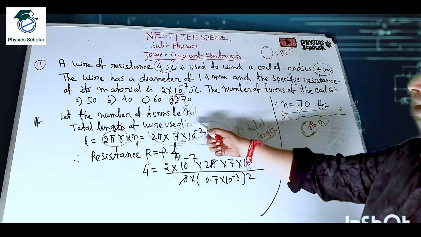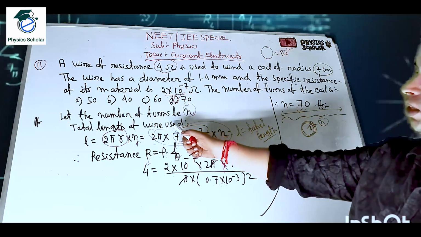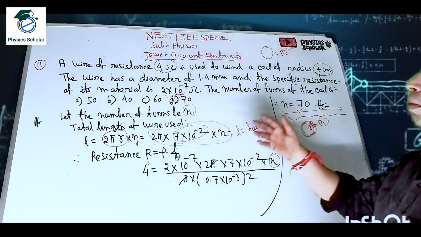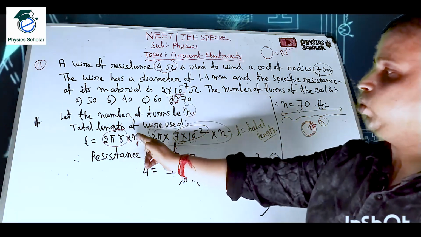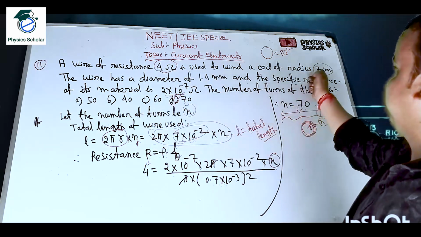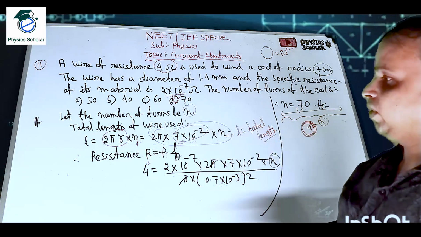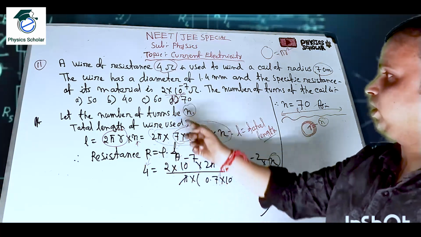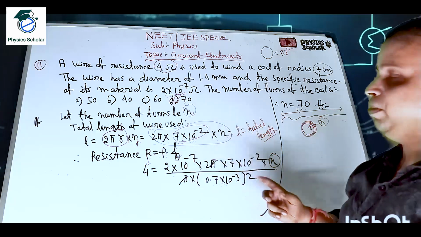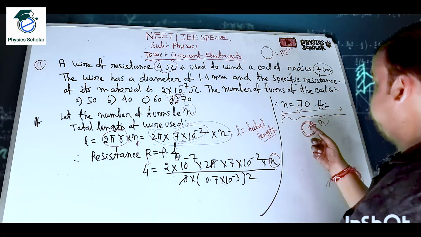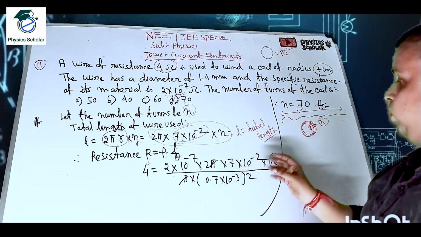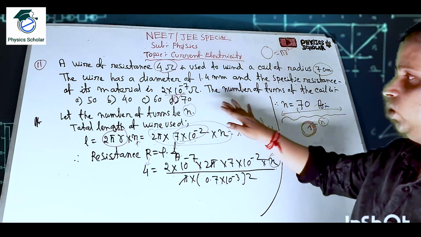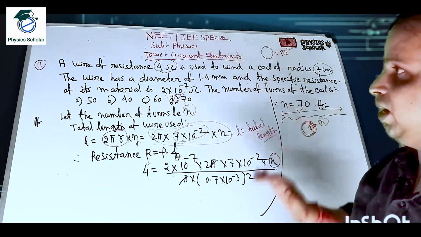Now what happened actually? Let the number of turns be n. So the total length of the wire is the perimeter of the circle into the number of turns. So the perimeter 2 pi r into n, that is 2 pi into the value of r, which is given as 7 into 10 to the minus 2, into n. So resistance R is equal to rho into L by A. The value of L is this, and rho is given. The value of A means the area of the circle, pi r square. So from this equation you can easily find out the value of n, which is coming 70 after calculation. So option D will be the correct option.